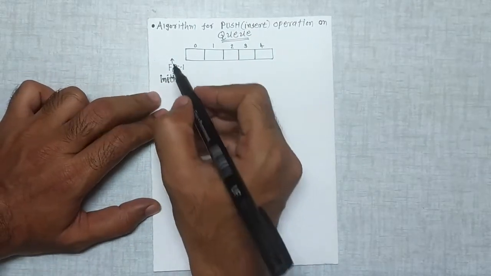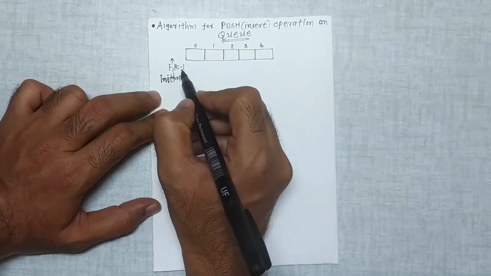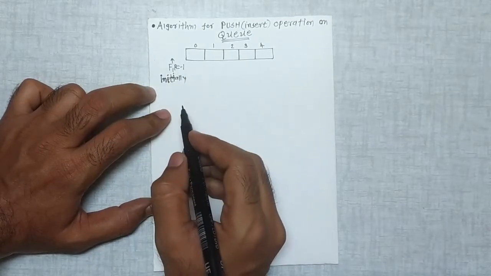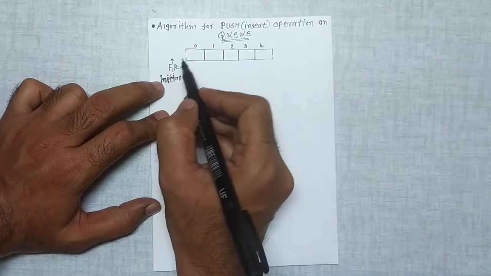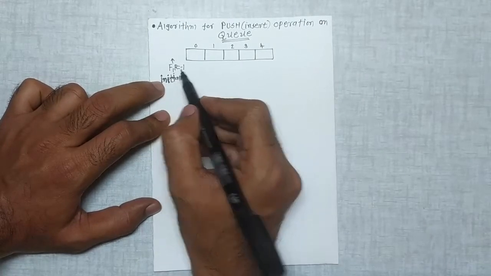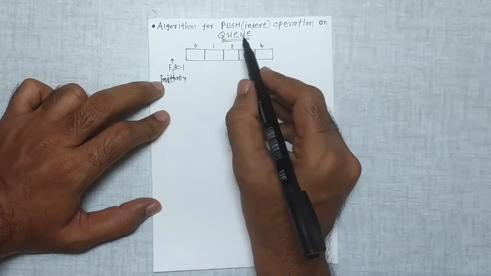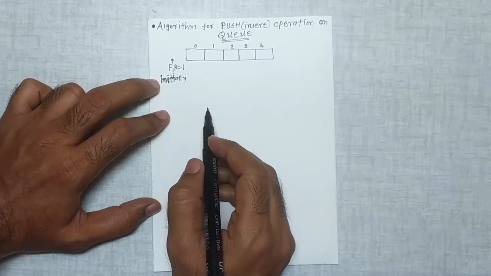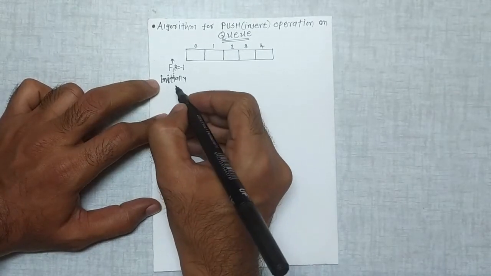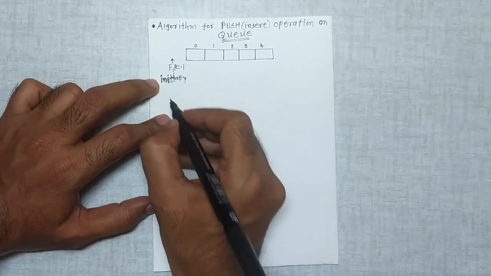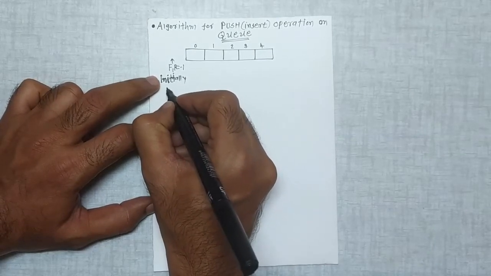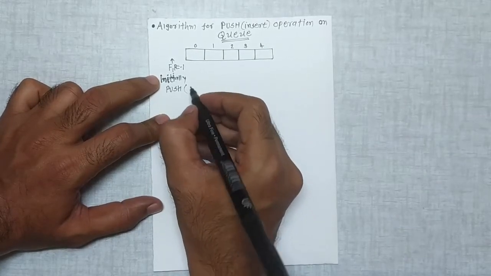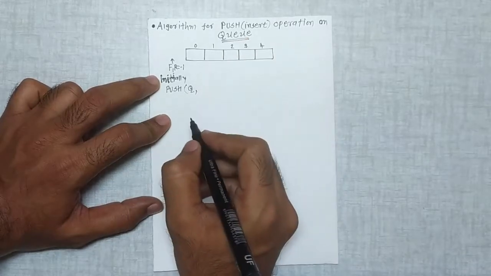Initially, for an empty queue, I am taking front and rear pointing to the value -1. So that will look like f and r equal to -1. As we know, front will manage the delete operation and rear will manage the insert operation in a queue. So initially front and rear will be -1 in case of an empty queue. To perform the push operation in the queue, let us take a function. Here we will take q to indicate our queue.